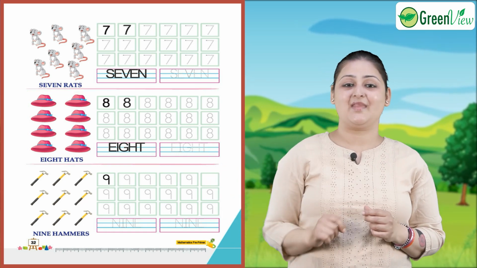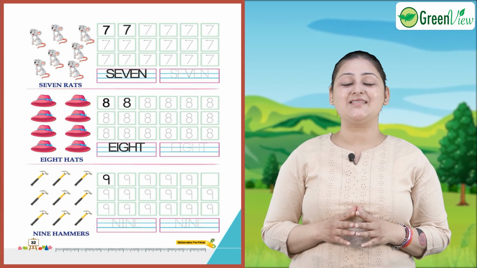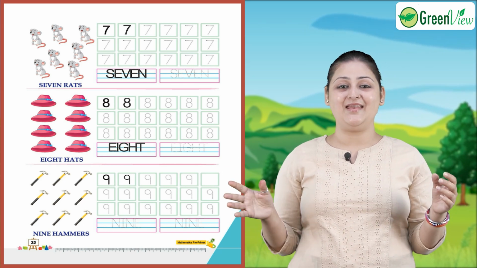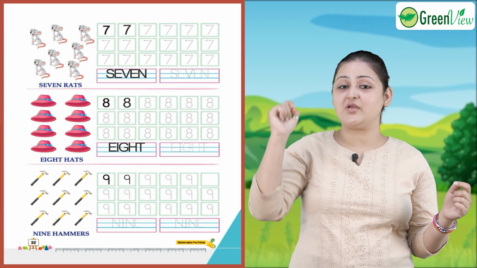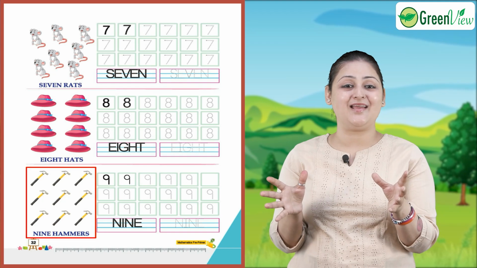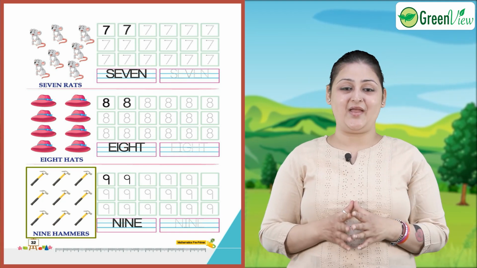9. Trace the tracing dots to practice 9. What is the number name for 9? N-I-N-E 9. So you need to trace the tracing dots for more practice. And how many hammers are there? There are 9 hammers. Very good.